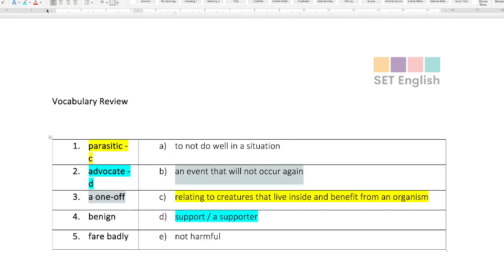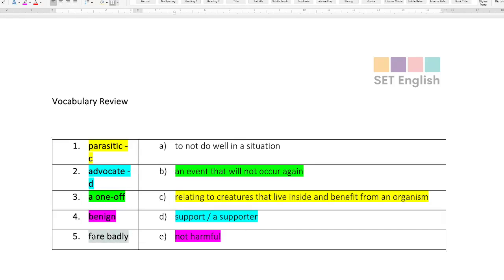So if you think about something that maybe has happened in your life that will never happen again, hopefully your wedding day is a one-off. That would be something that only happens once. Okay. Benign. Well, the opposite of benign is malignant. Okay. So benign means not harmful. That's benign, to not be harmful.